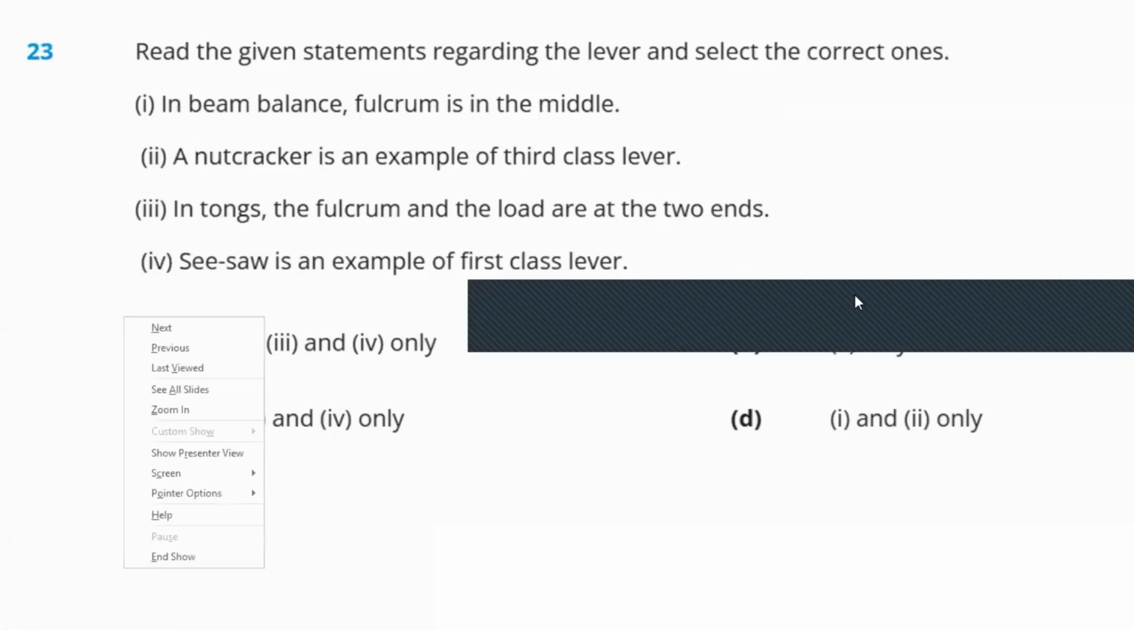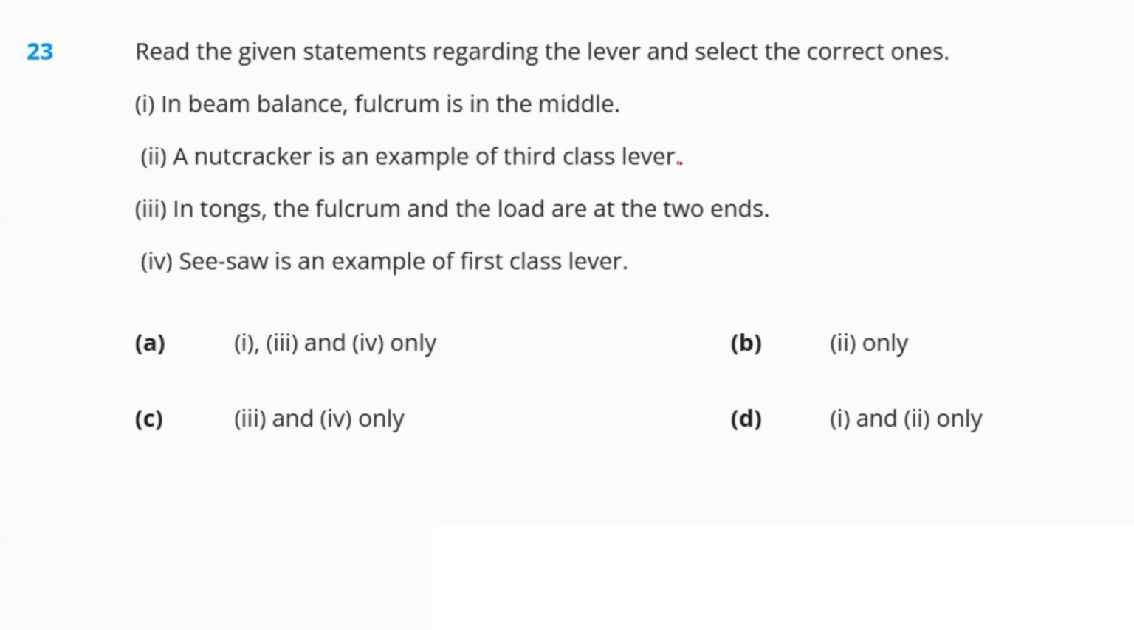Question number 23. 23 says, read the given statements regarding the lever and select the correct ones. In a beam balance, the fulcrum is in the middle. A nutcracker is an example of a third class lever. In tongs, the fulcrum and load are at the two ends. And the fourth one, the seesaw is an example of a first class lever. We need to find out the correct one. So the correct one is, in a beam balance, the fulcrum is in the middle. Nutcracker is an example of not the third class, it is the second class lever. This is correct. This is correct. So my answer would be option number A over here.